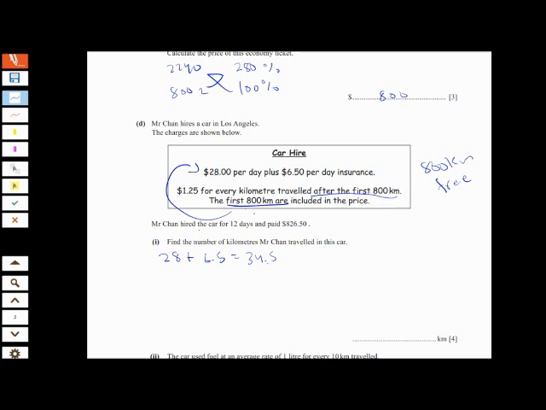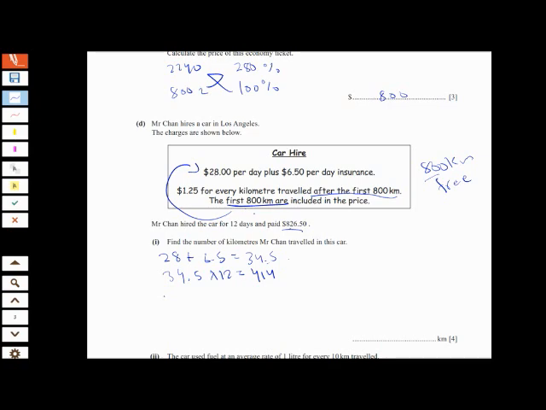Now Mr. Chan hired the car for 12 days and paid $826.5. Find the number of kilometers Mr. Chan traveled in this car. Okay. So now 12 days, and this is the price per day. What you do is 34.5 times 12 to find out how much he had to pay, which is $414. But it says here that he paid $826.5. What does that mean? That means that this $826.5 included the 800 kilometers.